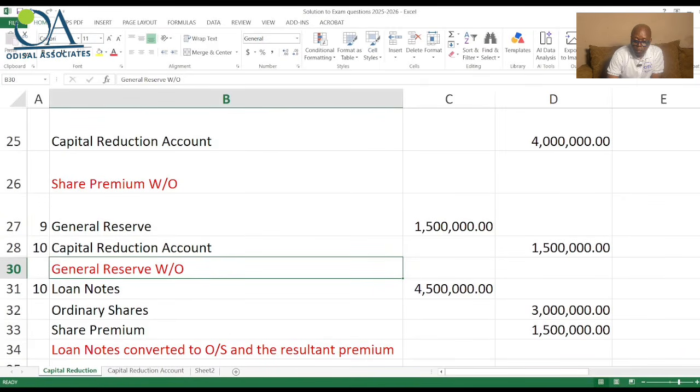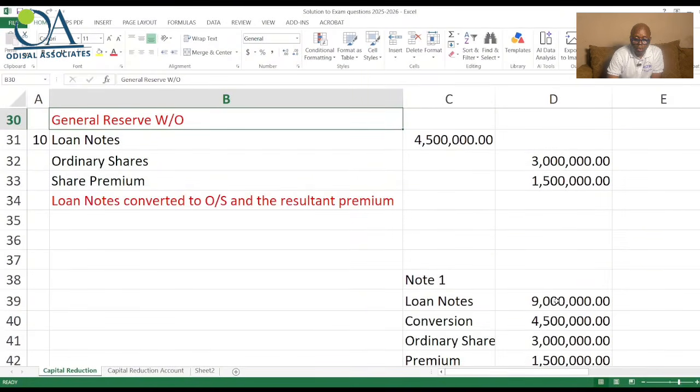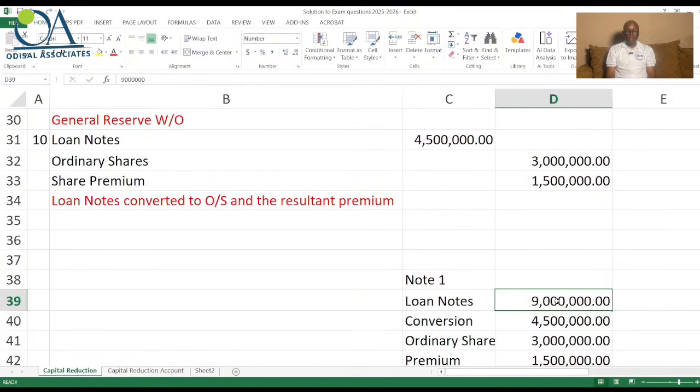Then they said the loan note holders that are holding 9 million loan notes have agreed to convert half of it to ordinary shares at the rate of 1 naira 50 kobo. Half of 9 million is 4.5 million. Then at the rate of 1 naira 50 kobo, they are going to get 4,500,000 naira. However, the share value is 1 naira.